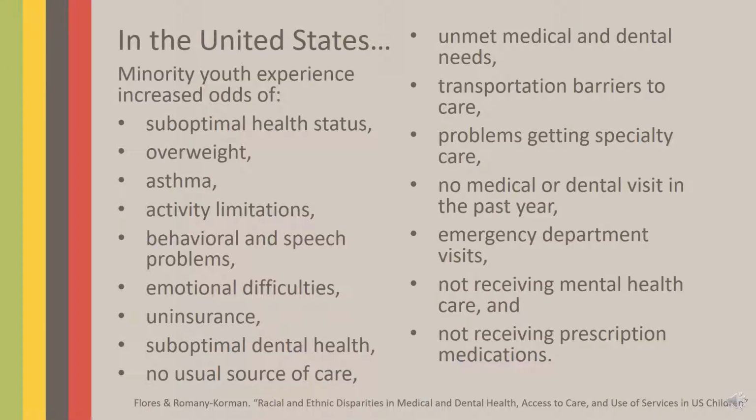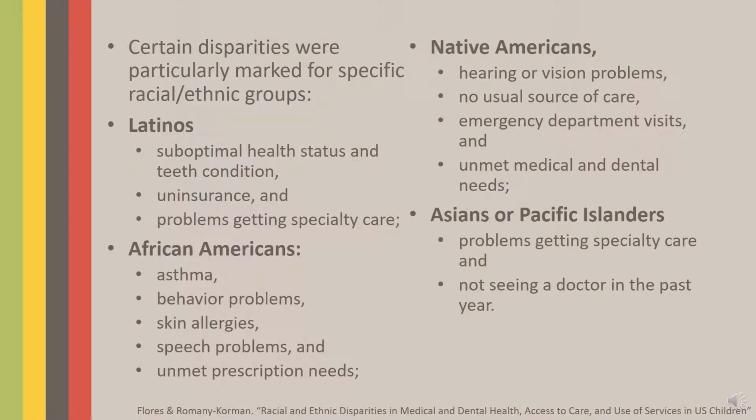In the United States, for example, with data specific to youth, we can see that reviews suggest that minority youth experience increased odds of suboptimal health status, being overweight, asthma, activity limitations, behavior and speech problems, emotional difficulties, a lack of insurance coverage, suboptimal dental health, no usual source of health care, unmet medical and dental needs, transportation barriers to care, problems getting specialty care, no medical or dental visits in the past year, emergency department visits, not receiving mental health care, not receiving prescription medications. Of course, these differences vary by group, with different minority groups experiencing different problems.